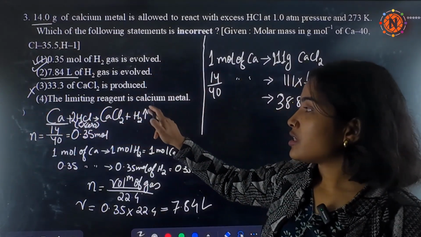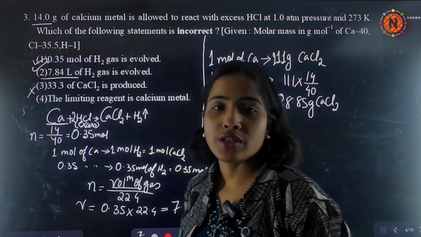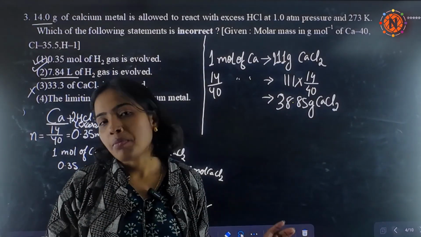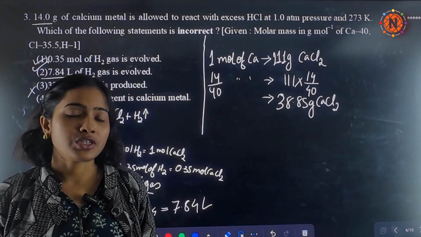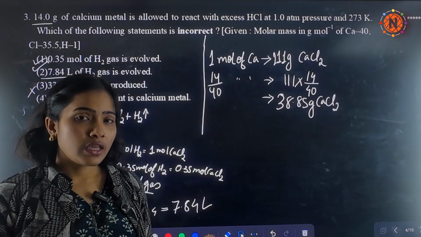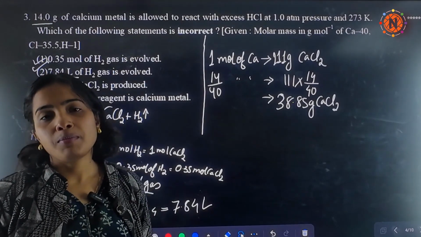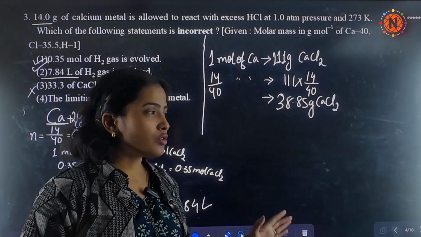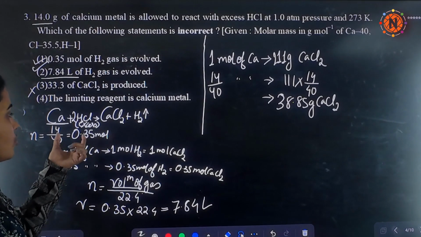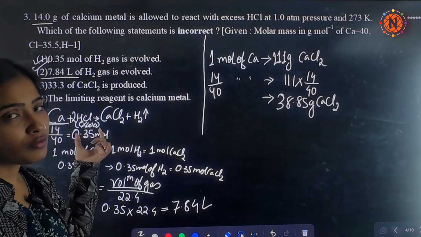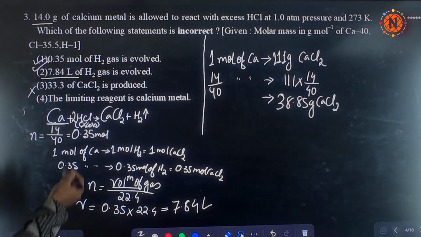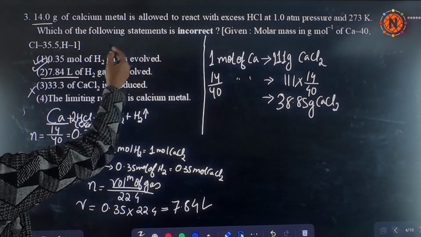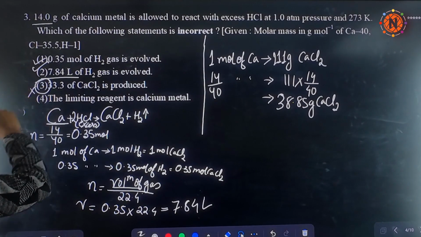Next, the limiting reagent is calcium metal. Now what is a limiting reagent? A limiting reagent means that particular reactant in a reaction which is getting consumed completely throughout the reaction. Throughout the reaction we can see that we have used HCl in excess, so obviously our limiting reagent will be calcium. So the correct answer will be option number 3.